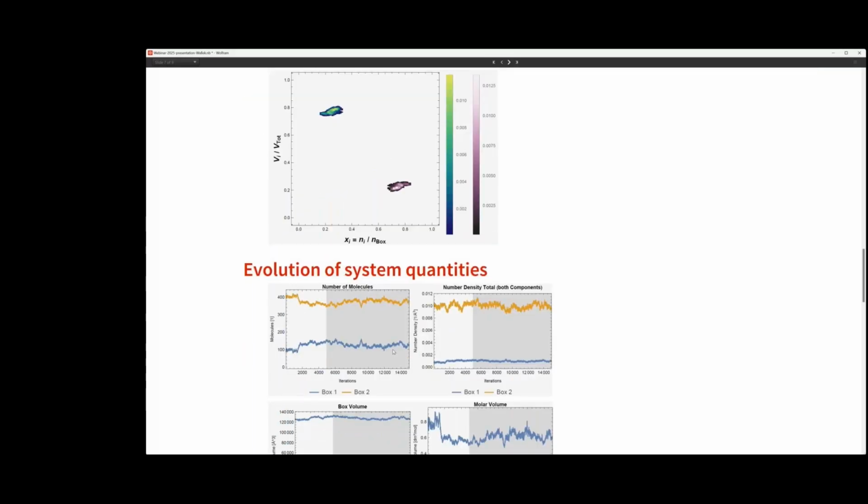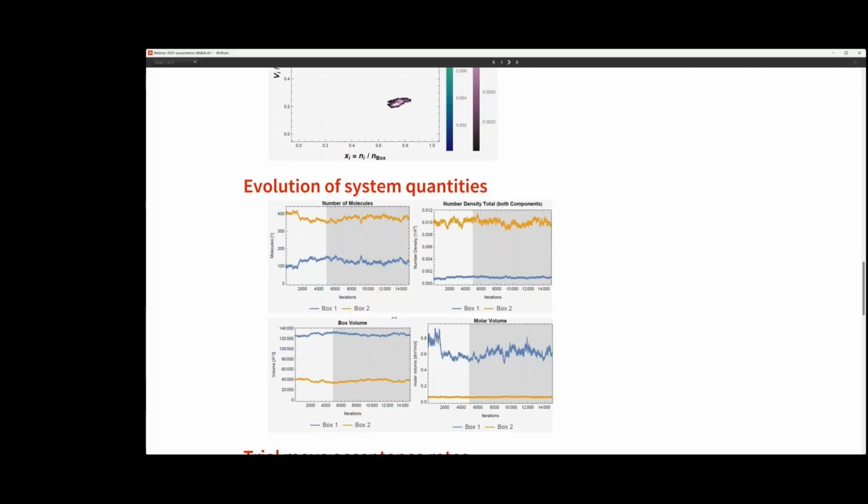This convergence can, of course, also be assessed by tracking the evolution of bulk quantities of the system. In this example here, we see the evolution of molecule numbers, particle numbers, and number densities during the equilibration phase, which is light gray shaded, and the production phase, which is dark gray shaded.